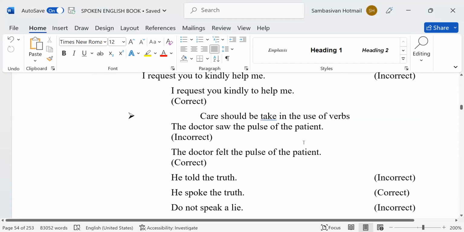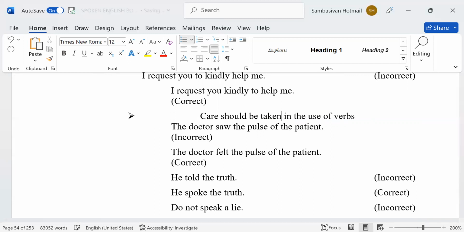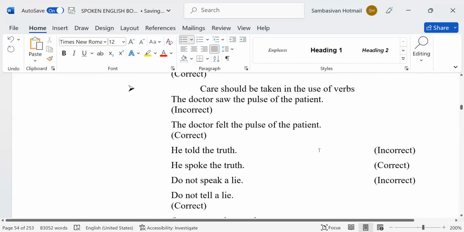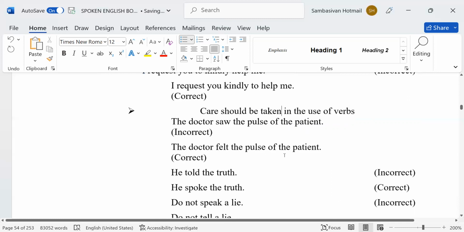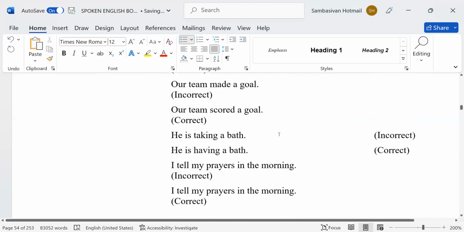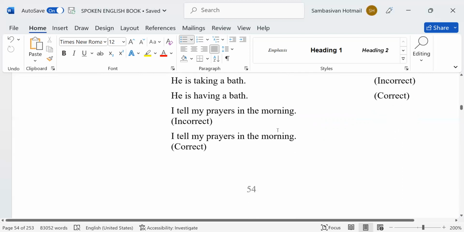Care should be taken in the use of words. "The doctor saw the pulse of the patient." Incorrect. "The doctor felt the pulse of the patient." Correct. "He told the truth." Incorrect. "He spoke the truth." Correct. "Do not speak a lie." Incorrect. "Do not tell a lie." Correct. "Our team made a goal." Incorrect. "Our team scored a goal." Correct. "He is taking a bath." Incorrect. "He is having a bath." Correct. "I tell my prayers in the morning." Incorrect.